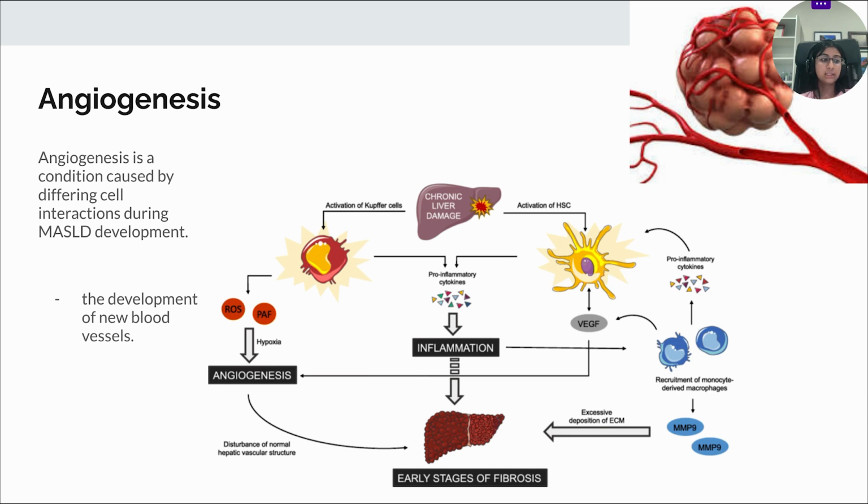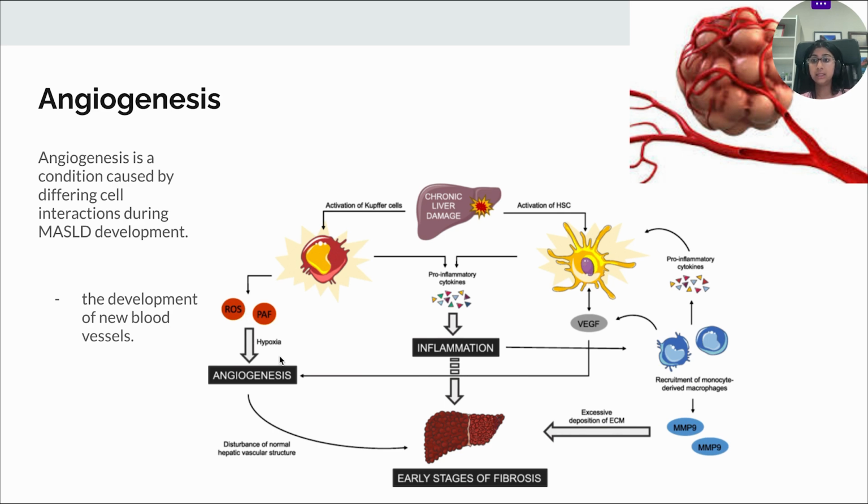Angiogenesis generally has to do with the development of new blood vessels. What occurs during MASLD is that chronic liver damage happens. This can cause one of two things: the activation of Kupffer cells or the activation of HSC, or hepatic stellate cells. First, looking at the left side of this diagram, we can see that the activation of Kupffer cells can cause hypoxia to occur in the blood.